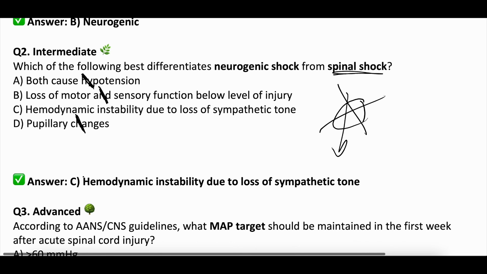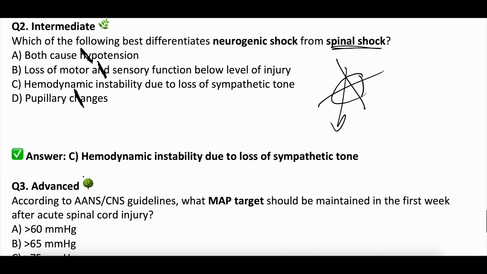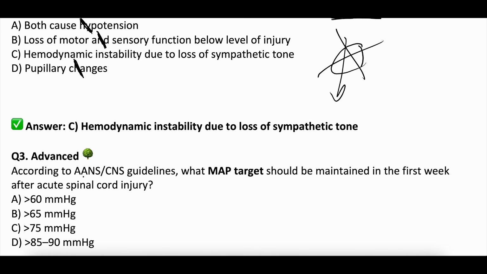All right, C, advanced. According to the AANS CNS guidelines, what MAP target should be maintained in the first week after acute spinal cord injury? We maybe messed y'all up on this one because we flew through that literature, but A, greater than 60, B, greater than 65, C, greater than 75, D, 85 to 90. Pause here if you need to, or if you want to rewind the video to see what we wrote up there when we breeze through it.